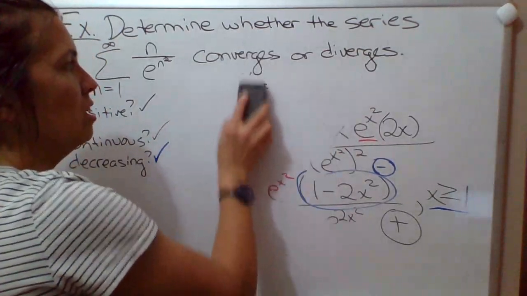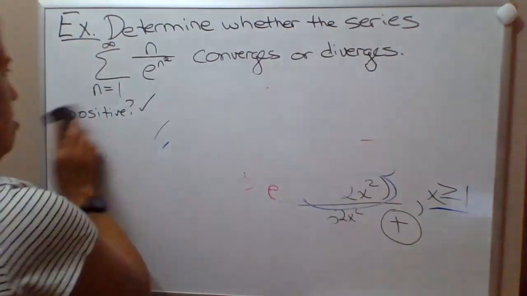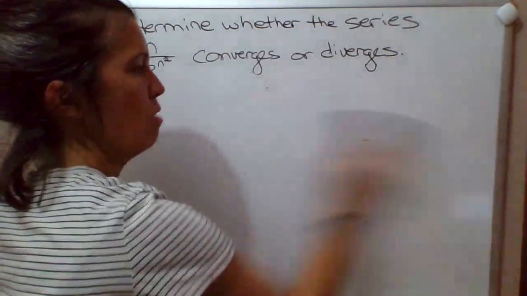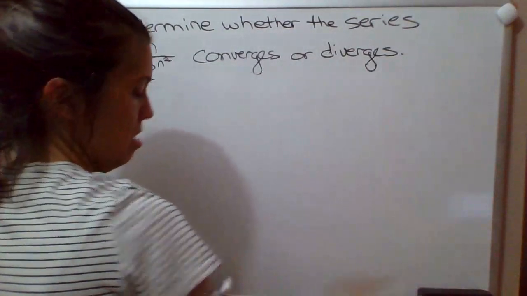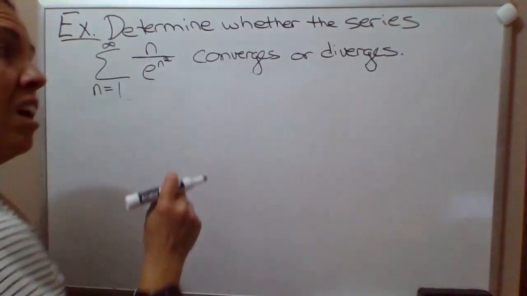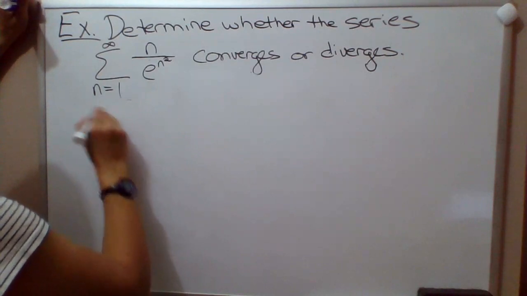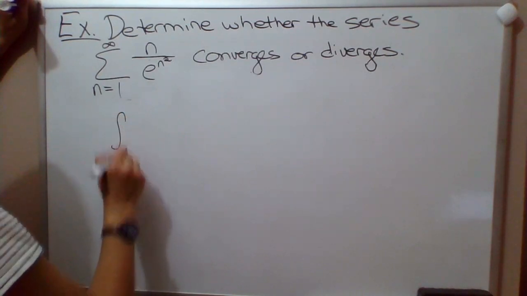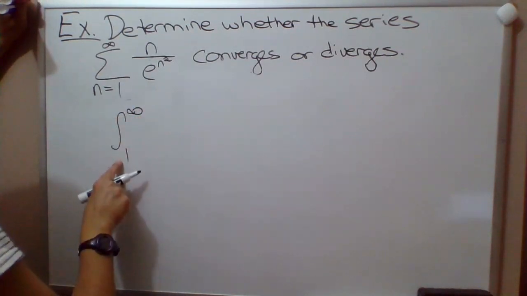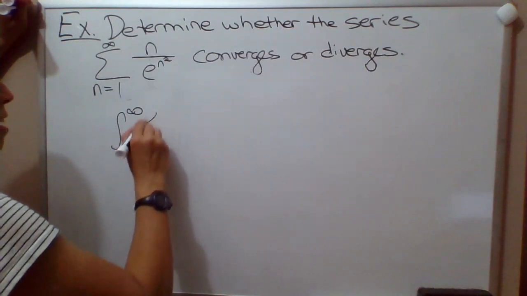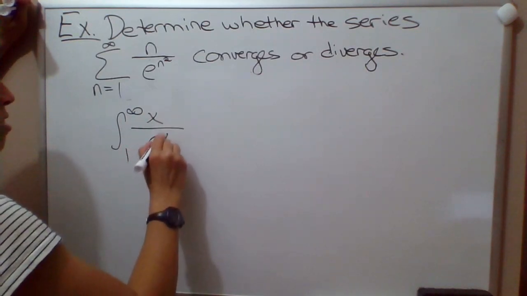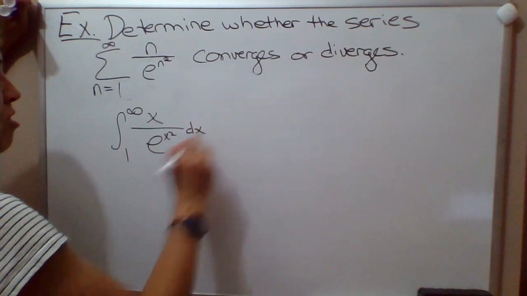So now I want to actually use it. So get rid of this. It meets the criteria, which means that we can determine convergence or divergence of this series by considering whether the improper integral from 1 to infinity of x over e to the x squared converges or diverges.